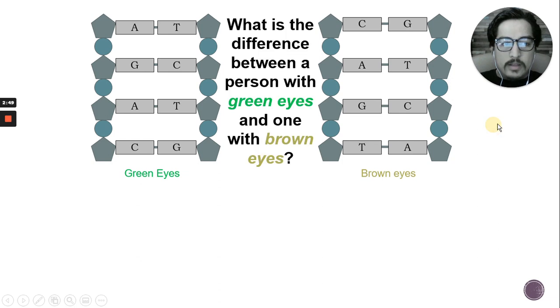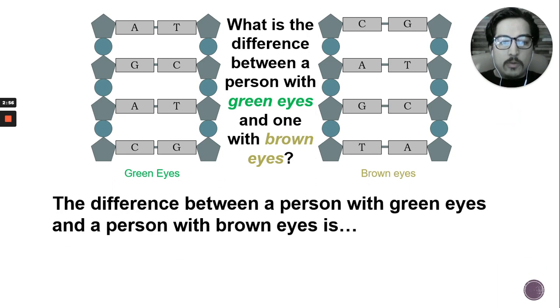So, finish this. This is the question: what is the difference between a person with green eyes and one with brown eyes? I'm going to help you out. I'm going to give you the answer, but I'm trying to lead you somewhere. I want you to think, to see where I'm coming from. The only difference is the order.